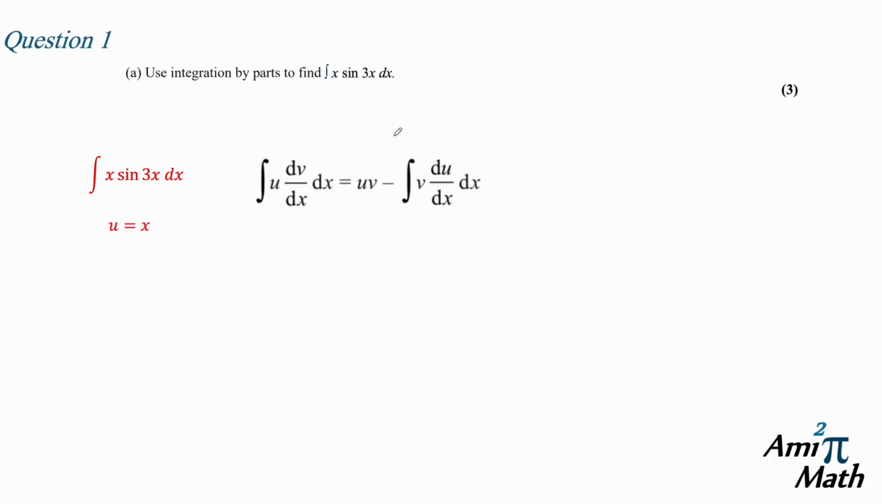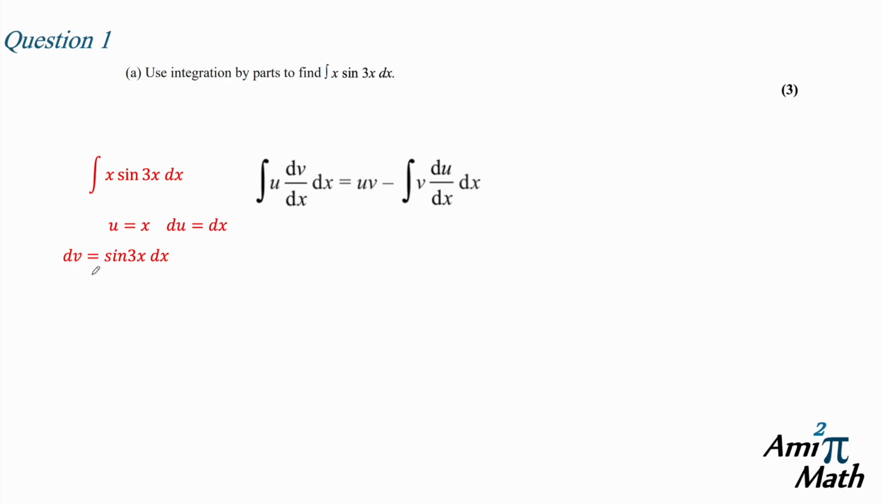So we can set our u as x and our dv as sine 3x dx. And then our du is equal to dx. This is because x differentiated is just 1. So if this is du over dx and this is 1, then you just multiply by dx on both sides and you get du equals dx, which is also an easy thing. So when you see u equals x, when you differentiate it, it just becomes du equals dx.